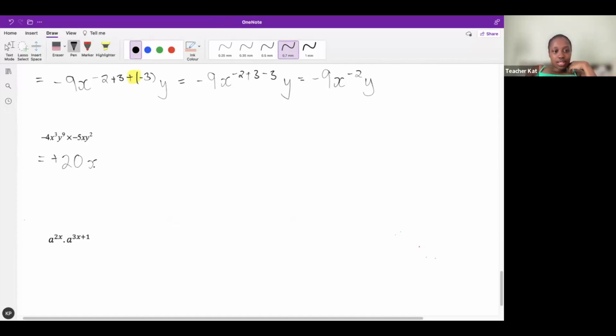And now let's go to the x's. x to the power of what plus what? x to the power of 3 plus 1. And y to the power of what plus what? 9 plus 2. So then my final answer will be 20 times x to the power of 4 times y to the power of 11.